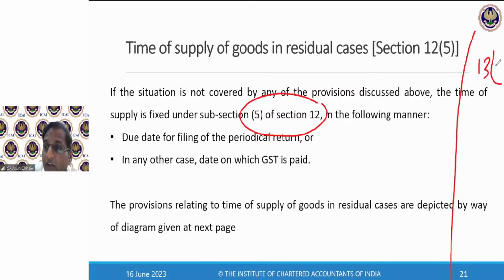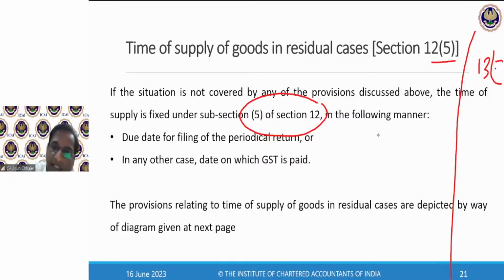13 subsection 5 is same as 12 subsection 5. What does it mean? The last three provisions: 12 subsection 4 in case of voucher, 12 subsection 5 in case of residual, and 12 subsection 6 in case of late payment. These provisions are same for goods and same for services.